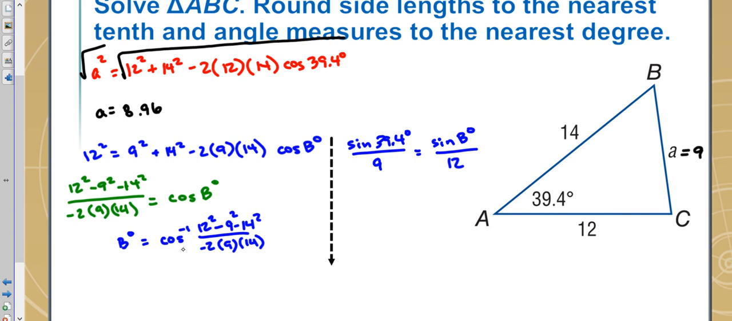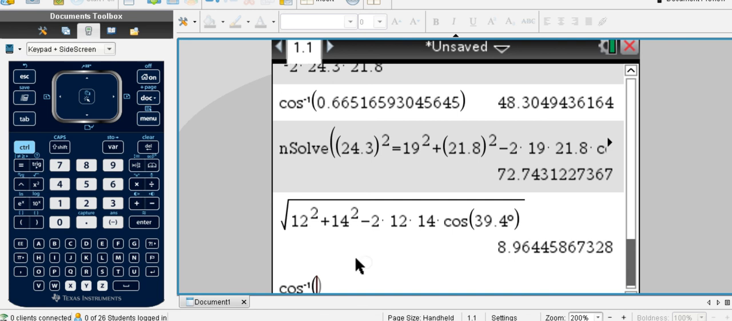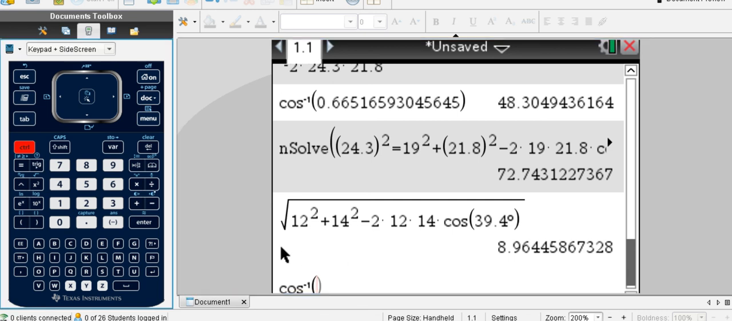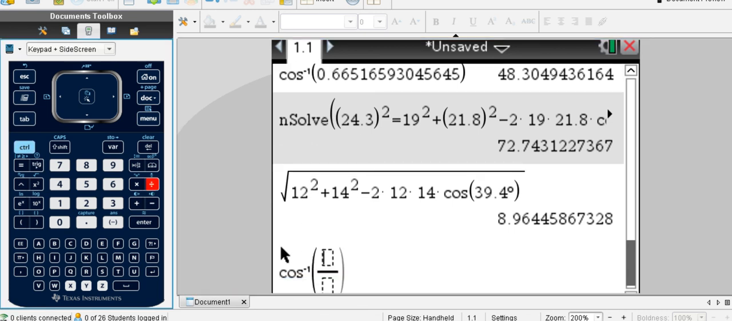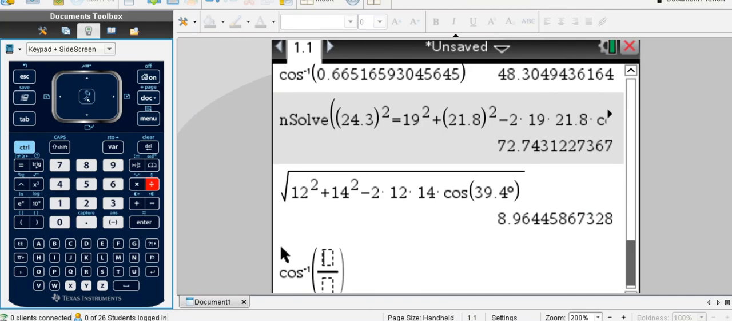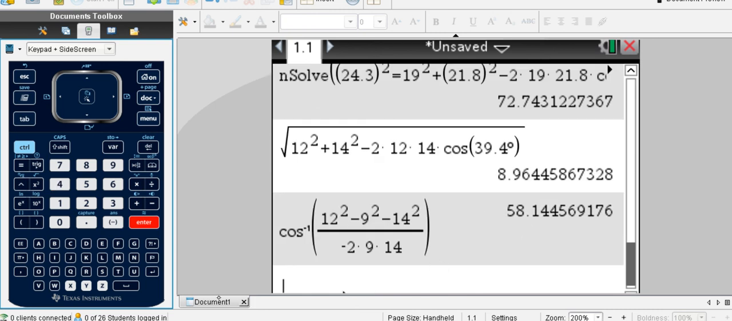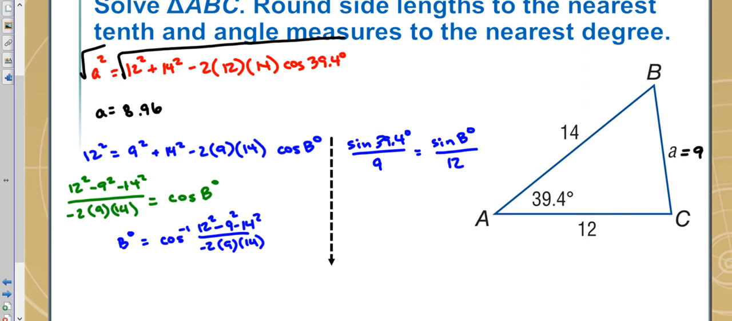We'll type that in the calculator. Let's see what we get. So I'm going to go over here. Cosine inverse of that. It was a big fraction there. Let me look at it one more time. 12 squared minus 9 squared minus 14 squared, all that over negative 2 times 9 times 14. And we get 58.14. So we're saying 58.1 degrees here.